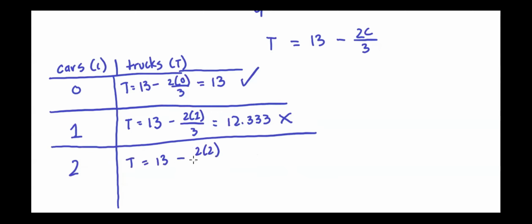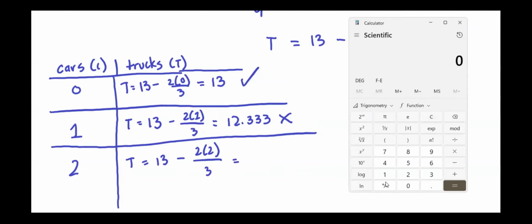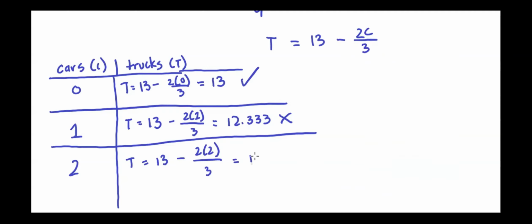What happens if I replace my C with 2? Will this work? Let's see. Go back here. There you are. So 13 minus 2 times 2 divided by 3. Nope, not going to work. We have 11.6 repeating.